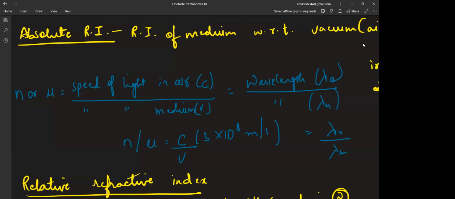Is it lambda naught or lambda A? Any, you can use lambda A. I have just written for air. Lambda naught. See, mostly for air we write this symbol, naught. So that's why if you write naught it's better rather than A.